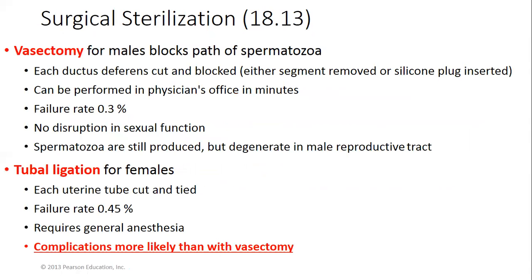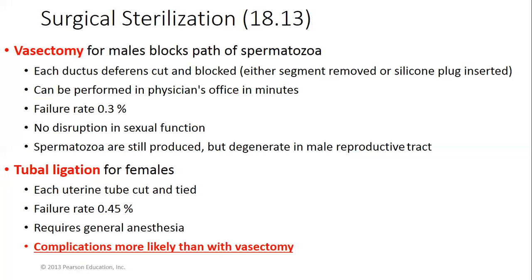Surgical sterilization is an option as well for individuals who choose to not have a baby or have had children and just no longer want any more. The vasectomy for males and tubal ligation for females. Basically, in the vasectomy the vas deferens are cut and blocked, so sperm production still occurs, but it has no transport mechanism to get ejaculated. There's a really small failure rate, and no disruption in sexual function. The ductus deferens are similar to the uterine tubes or fallopian tubes, so you basically do the same thing.